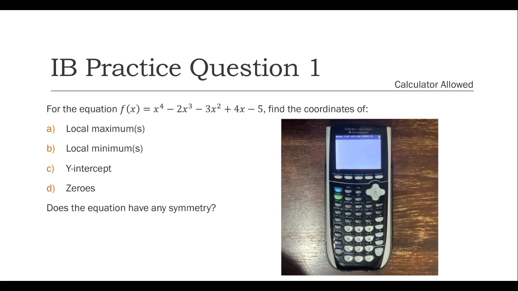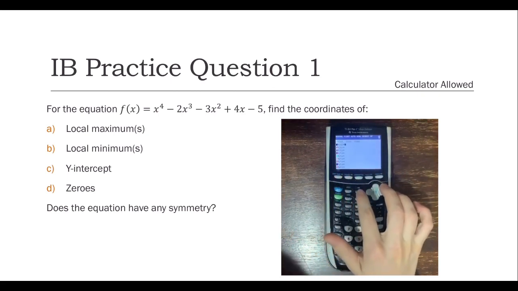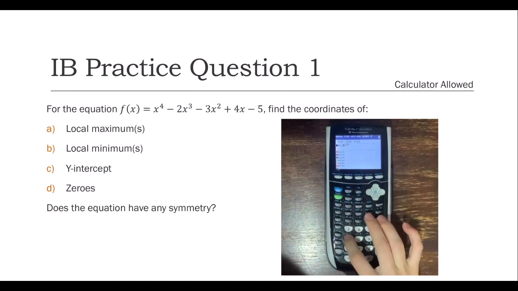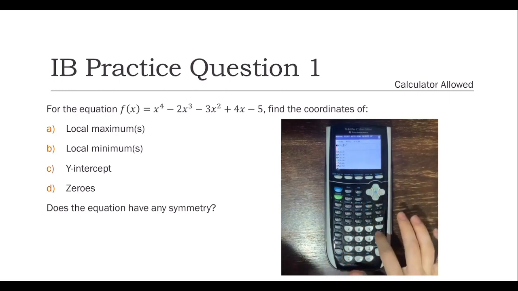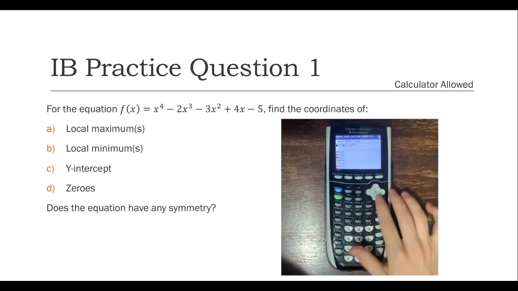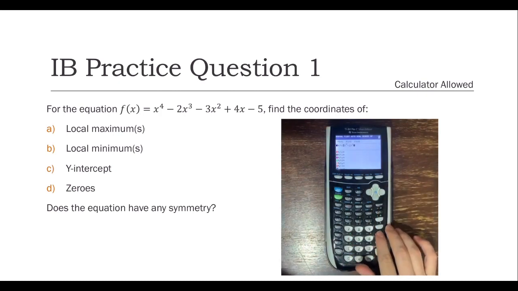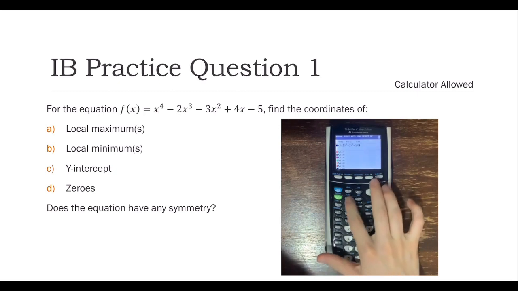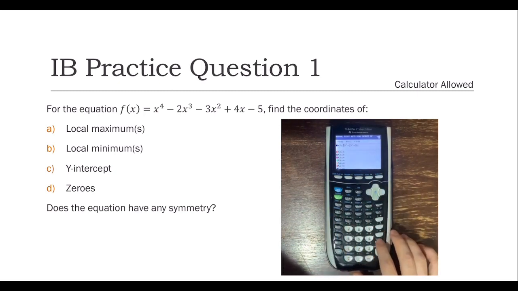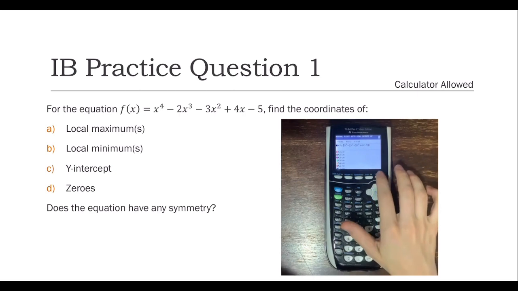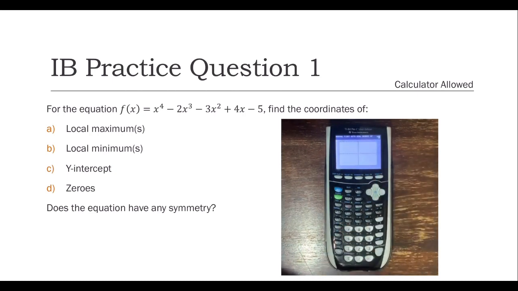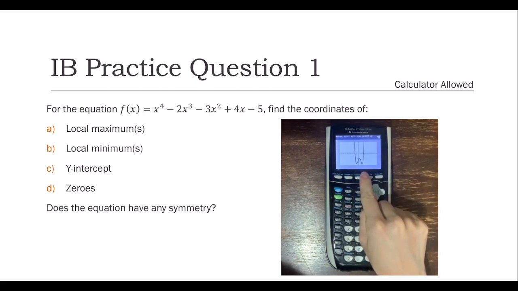We'll start by entering f of x into y equals. So we have x to the fourth minus 2x cubed minus 3x squared plus 4x minus 5. And then we'll hit graph. So we need to find the maximums, minimums, y-intercepts, zeros, and any symmetry. So we'll start with our local maximum.